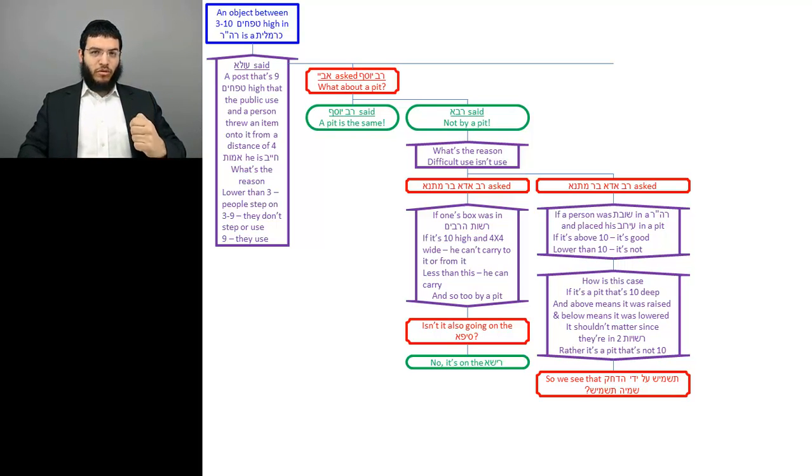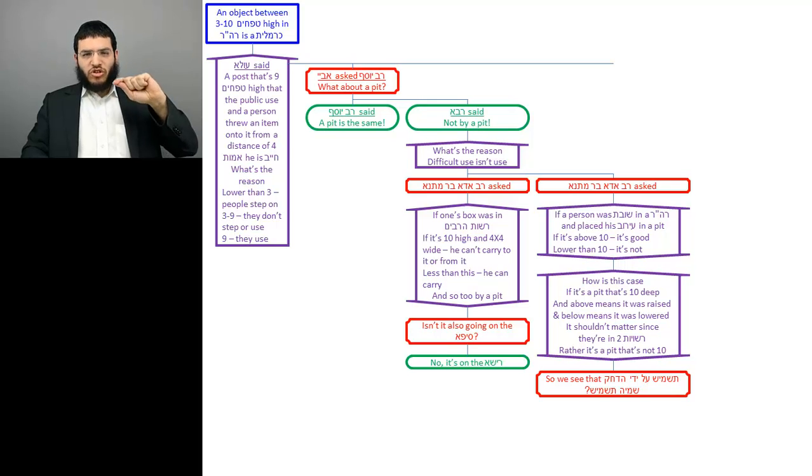So it must be referring to a pit that's 9 tefachim deep and 4 tefachim by 4 tefachim wide. And we see he's allowed to bring it to him. So we see that it is a rishus harabim. It is part of the public area because the public use it. And although it's al yedei adchak, we see over here the tashmish al yedei adchak shmei tashmish. Even though it's not convenient, it's difficult, it's still used by the public, therefore considered part of the public area, part of the rishus harabim. He's allowed to bring it to him.